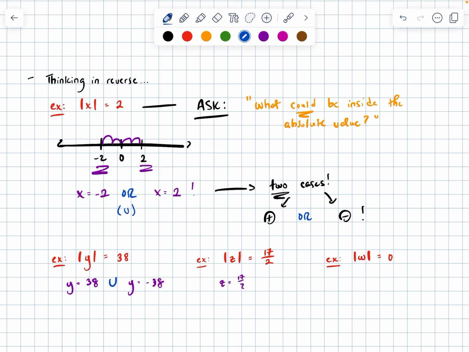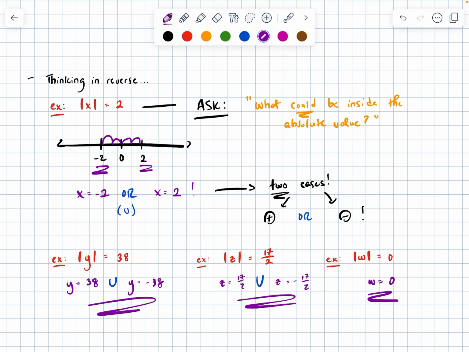Same thing with z here. z could be positive 17 over 2. That has an absolute value of 17 over 2. Or z could be equal to negative 17 over 2. It could be either of those. And if I take the absolute value of 0, that's the only thing that will get me 0. So this is like our trivial case. As we defined above, the only thing that has an absolute value of 0 is 0.